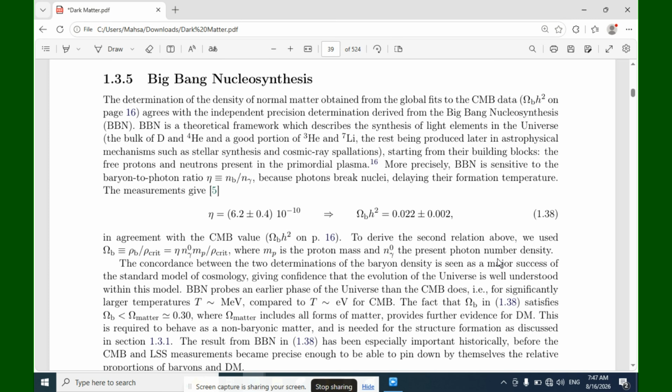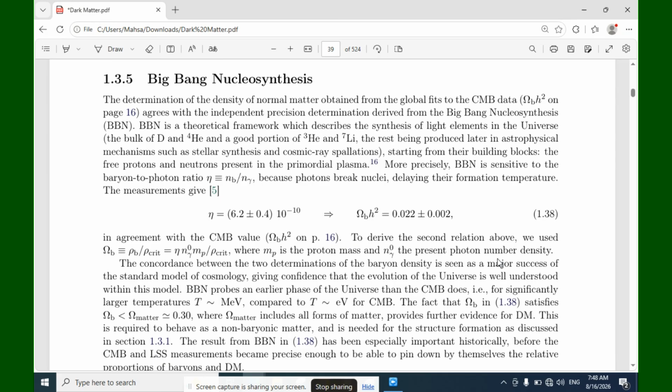To derive the second relation above, we used omega_b is equal to rho_b divided by rho_critical, which is equal to eta n_gamma^0 m_p divided by rho_critical, where m_p is the proton mass and n_gamma^0 the present photon number density. The concordance between the two determinations of the baryon density is seen as a major success of the standard model of cosmology, giving confidence that the evolution of the universe is well understood within this model.